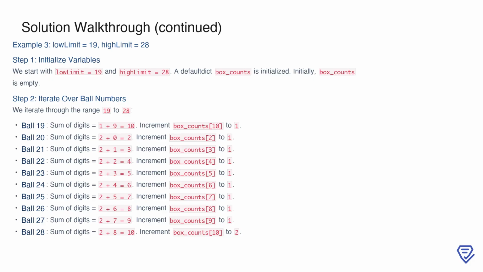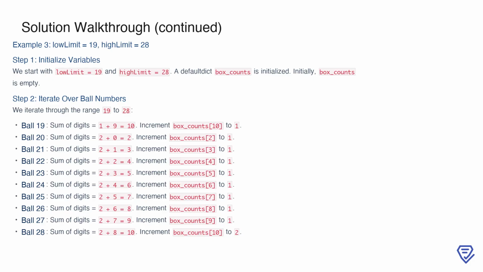Now, let's analyze a third example where low limit is 19 and high limit is 28. The process remains the same. We initialize box_counts as an empty default dict and iterate through the numbers in the given range. For ball 19, the sum of its digits is 1 plus 9, or 10, so we increment the count for box 10 to 1. For ball 20, the sum is 2 plus 0, or 2, so we increment the count for box 2. This pattern continues for balls 21 through 28.